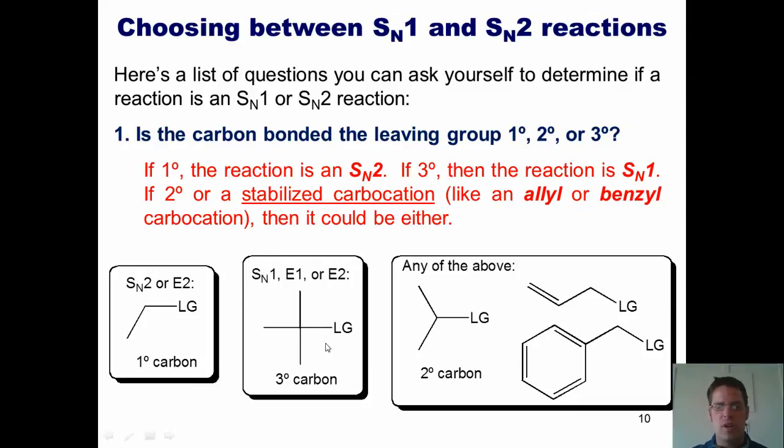If I've got a tertiary carbon, it's going to be SN1, E1, or E2. Please ignore the E1 or E2 at this juncture. And if it's any of these guys, then it could be any of the above. So that's our first question. Once again, we just ask ourselves, is the carbon stuck to my leaving group primary, secondary, or tertiary? If it's primary, it's going to go SN2. If it's tertiary, it's going to go SN1. If it's secondary, it could be either or.